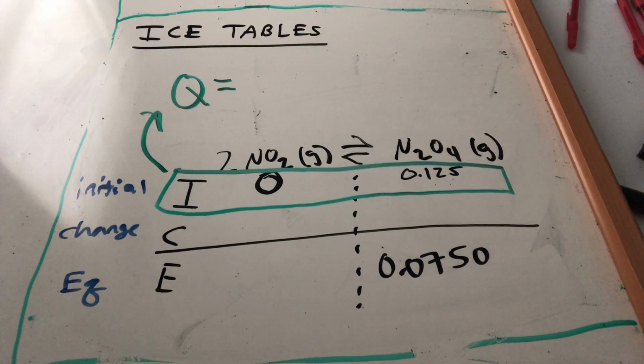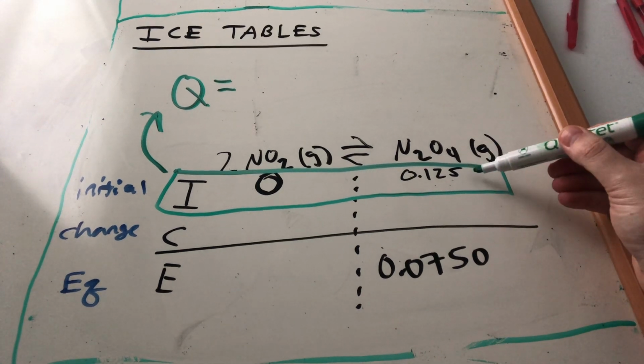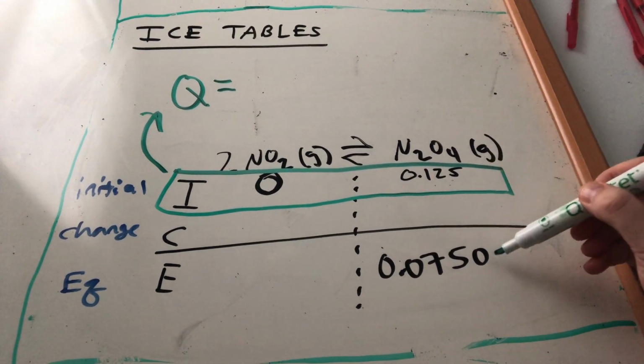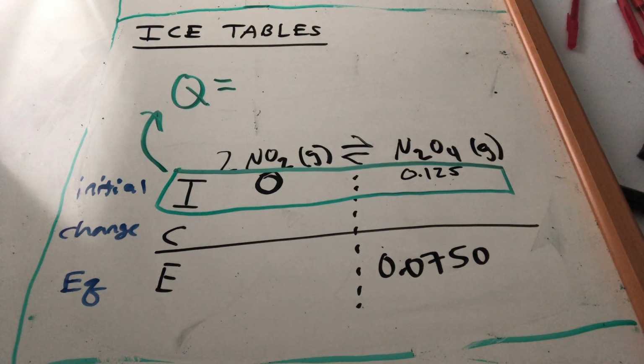Now, you might be saying to yourself, just looking at this already, that you know which way the equilibrium shifts. You see that you have a starting amount of N2O4 that decreases as you go to equilibrium. But let's just practice this.